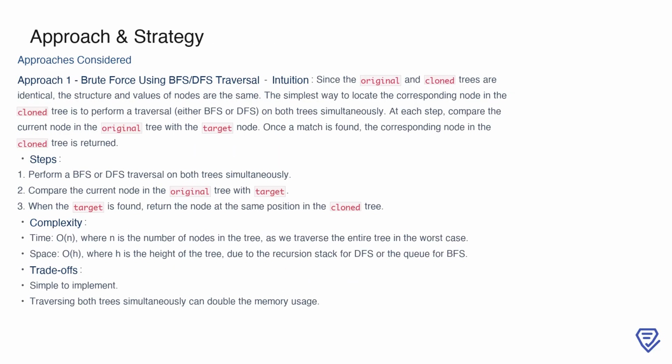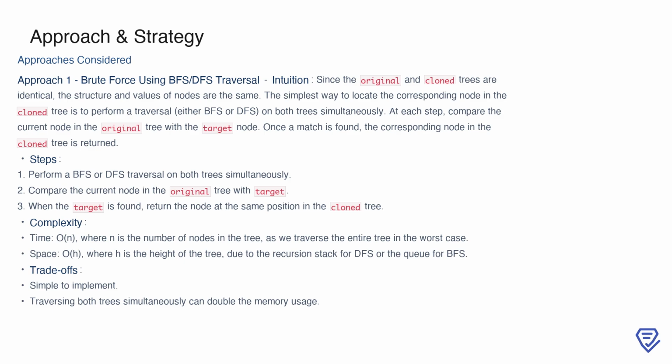To solve this problem, we first consider a brute force approach using BFS or DFS traversal. The idea here is straightforward: since the original and clone trees are identical in both structure and values, we can traverse both trees simultaneously. As we progress, we compare the current node in the original tree with the target node we're looking for. Once we find the target node in the original tree, the node at the same position in the clone tree will be the corresponding node.